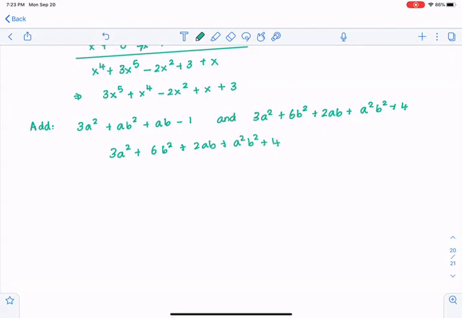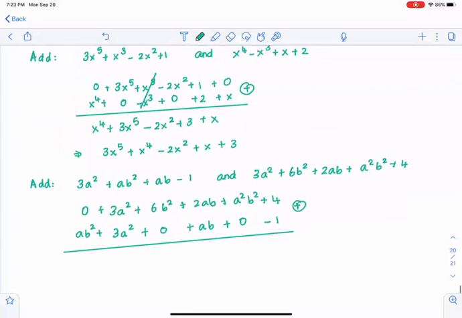And going back to the first one, I have a 3a squared, so 3a squared. I don't have an ab squared in the polynomial that I wrote, so I'm just going to throw it on this side here. I have an ab term, so ab. I have a number, so -1. The missing spaces, I'm just going to throw 0 in. And now I can directly add.